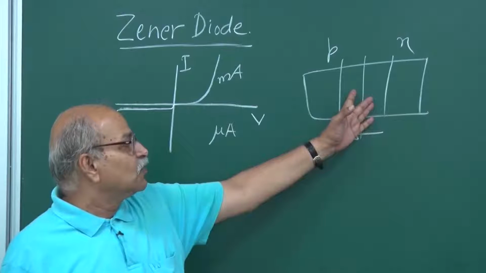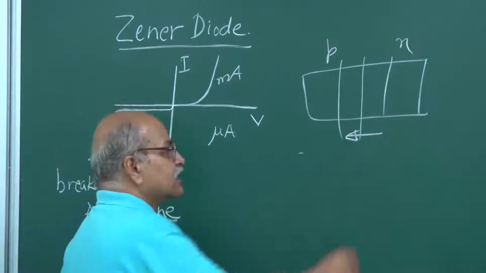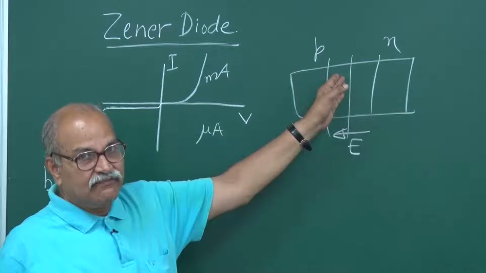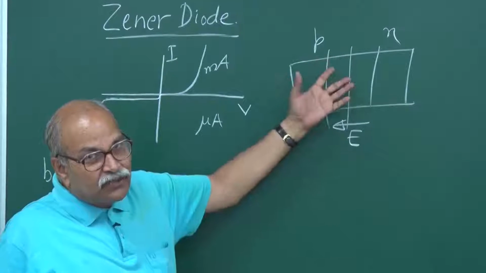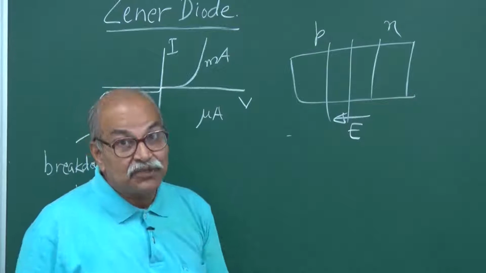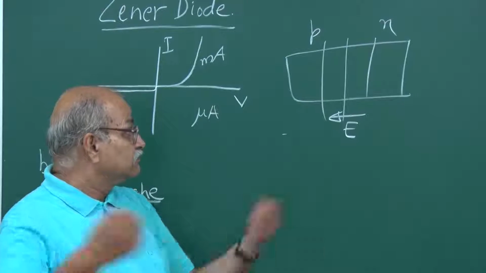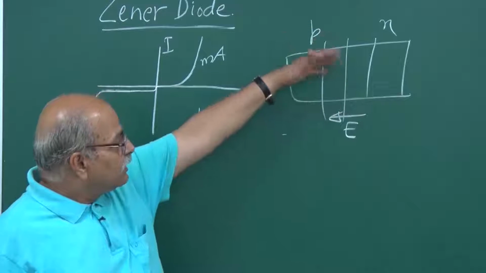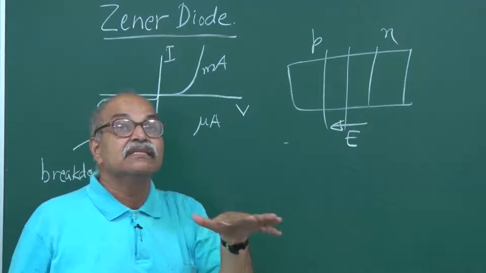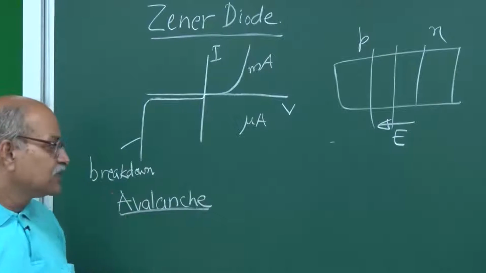And once new electron hole pairs are created, they are also accelerated by this electric field which is here. So electrons are accelerated towards right, holes are accelerated towards left, and they may also gain enough kinetic energy to break even more valence band electrons and make them free, and this way a large number of electron hole pairs may get produced if this process starts. So that is the breakdown known as avalanche breakdown.